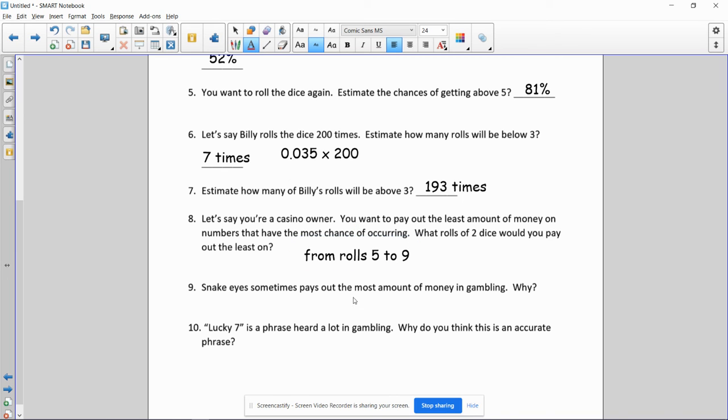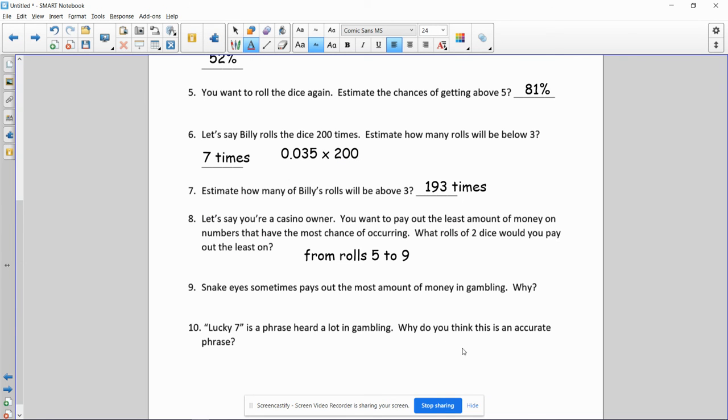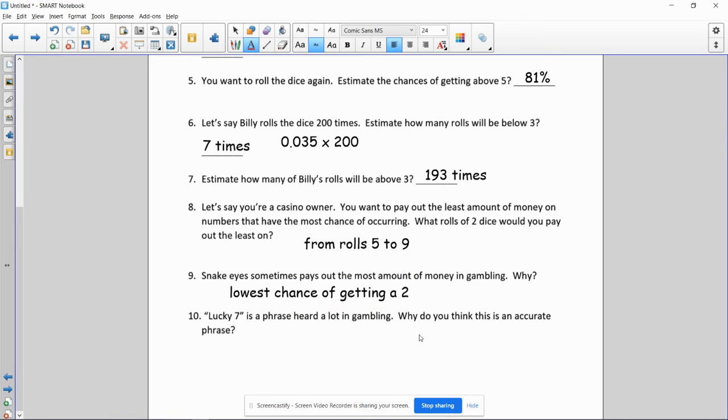Okay? If you want to get a little bit more specific, the highest point is 7. Looks like the highest point is 7. I would definitely pay out the least amount of money on a 7. Snake Eyes sometimes pays out the most amount of money. Why? Well, you have the least amount of chance of getting it. So lowest chance of getting 2. Okay? And same thing with a 12, by the way.